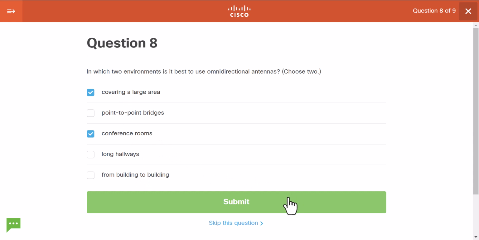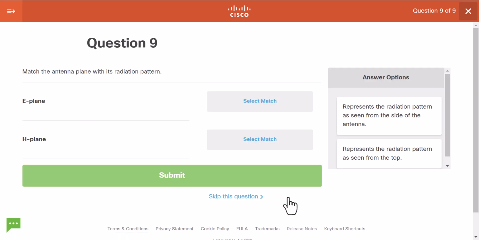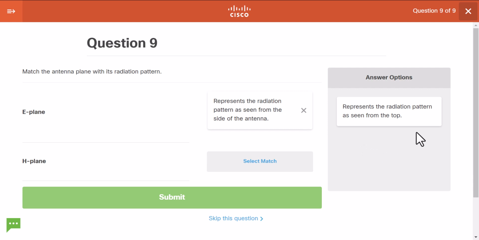Do we have any other questions apart from antennas in this test, I'm wondering? Apparently not. Match the antenna plane with its radiation pattern. Okay, we have E-plane and H-plane. E-plane is the elevation plane, and H-plane is the horizontal plane. This one represents the radiation pattern as seen from the side of the antenna. This is the elevation plane. And this one represents the radiation pattern as seen from the top, and this is the horizontal plane.